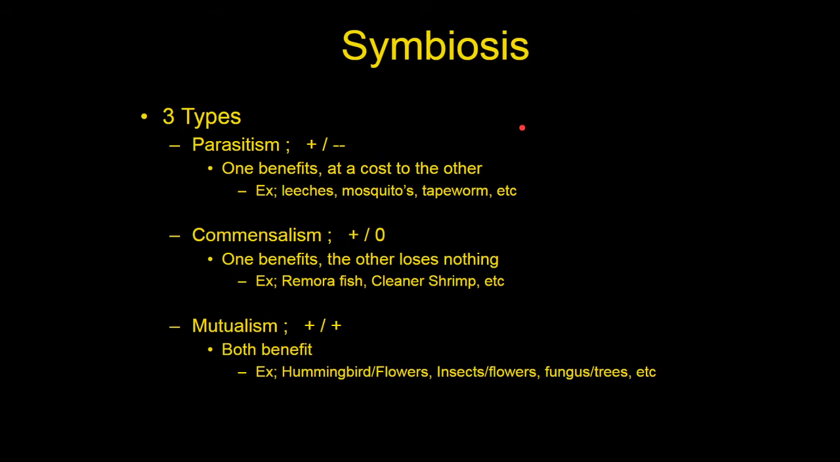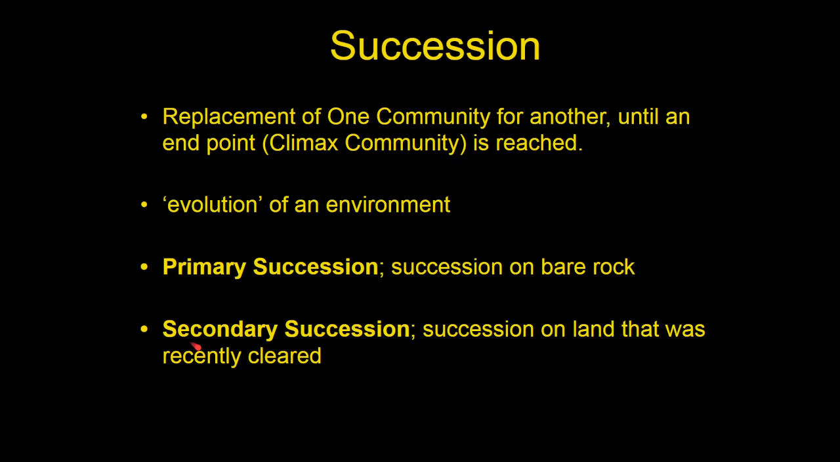Then we have our forms of symbiosis. So remember the symbols: plus minus, plus zero, plus plus. There's always going to be somebody that benefits in this arrangement. The question is, what is that second symbol? If it's a negative, that's parasitism. One is gaining, the other one's losing. Commensalism is a zero. One is gaining, the other one really isn't affected by it. And then there's mutualism. Both benefit, both gain.